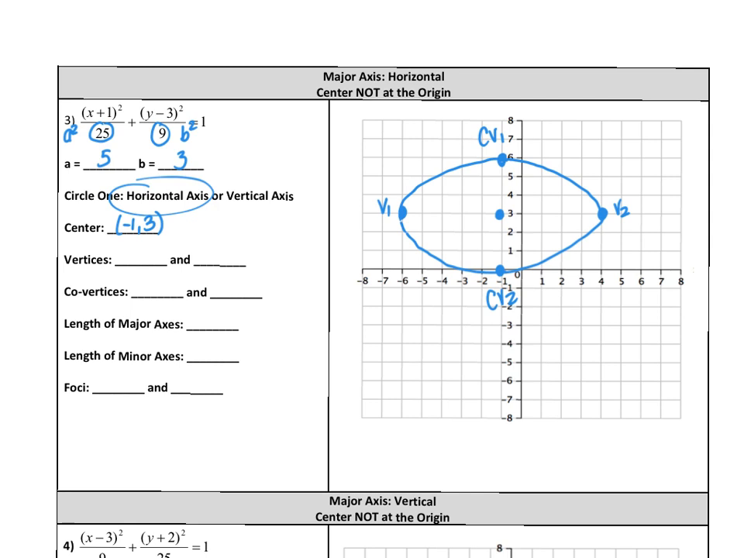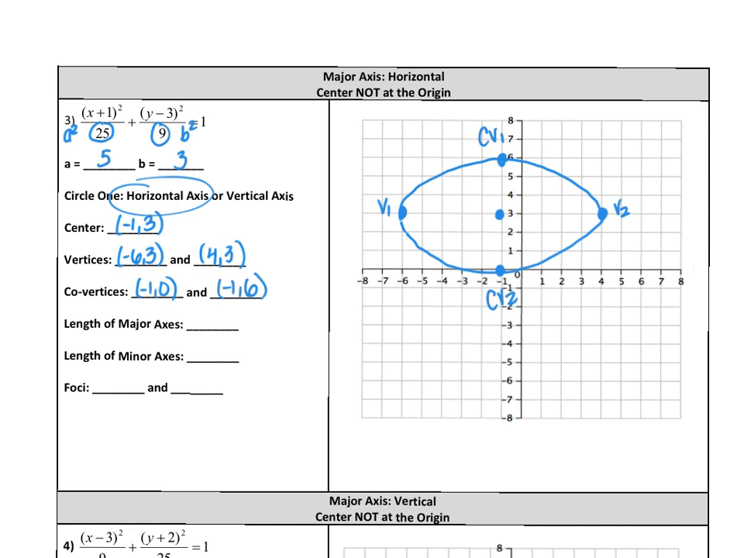So now that we have all this information, we can go ahead and write down the coordinates of our vertices and our covertices. So it looks like vertice 1 is at -6, 3. Vertice 2 is at 4, 3. So we can go ahead and write that in. So -6, 3, and 4, 3. Our covertices up here and down here look to be at -1, 0 and -1, 6. So -1, 0 and -1, 6.